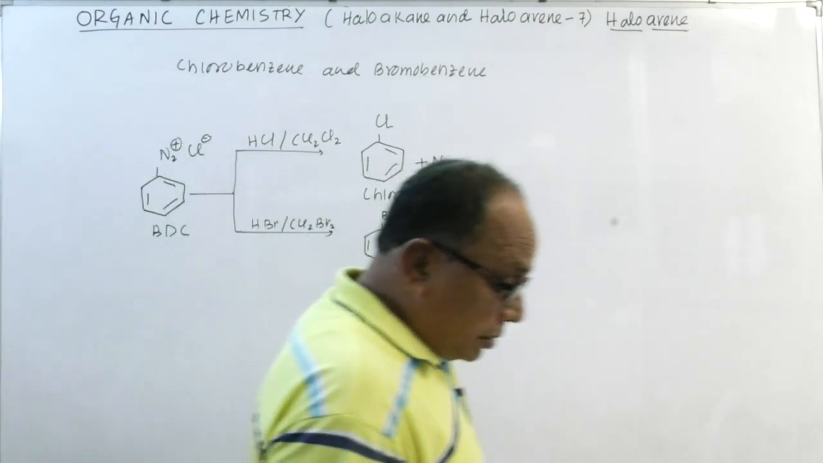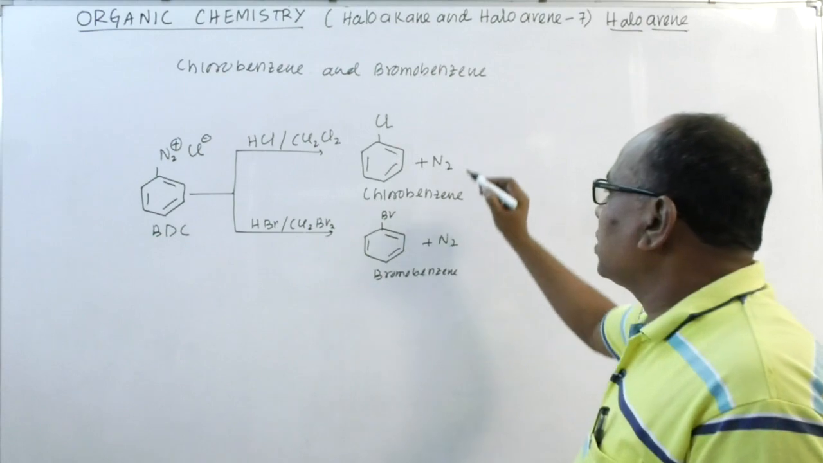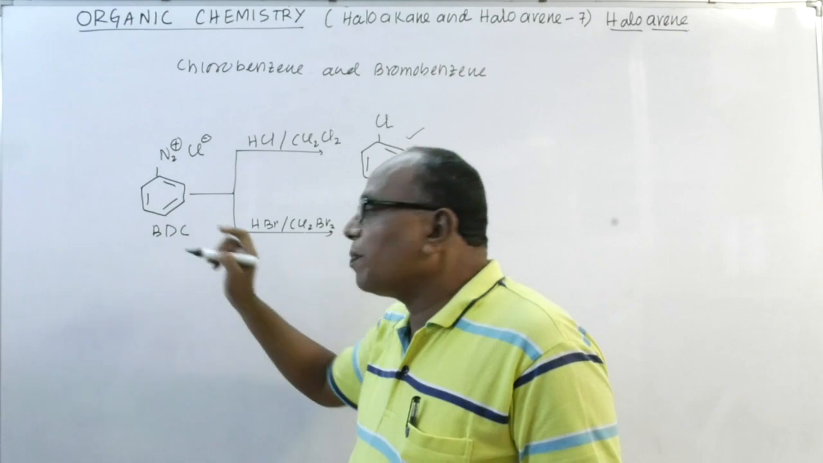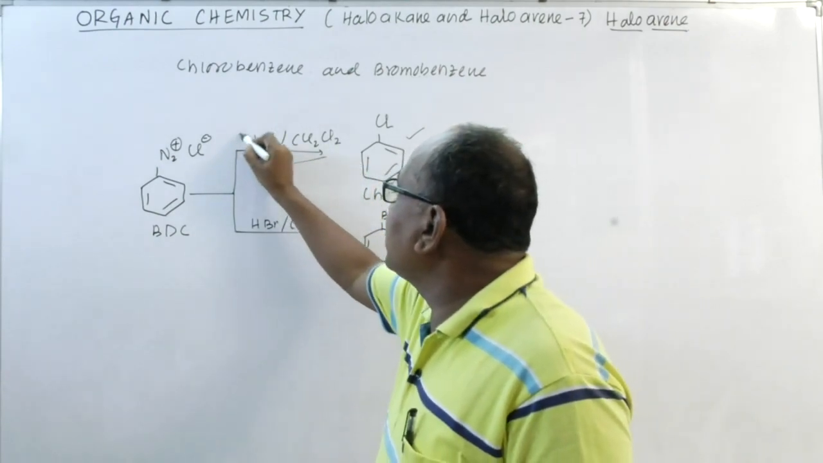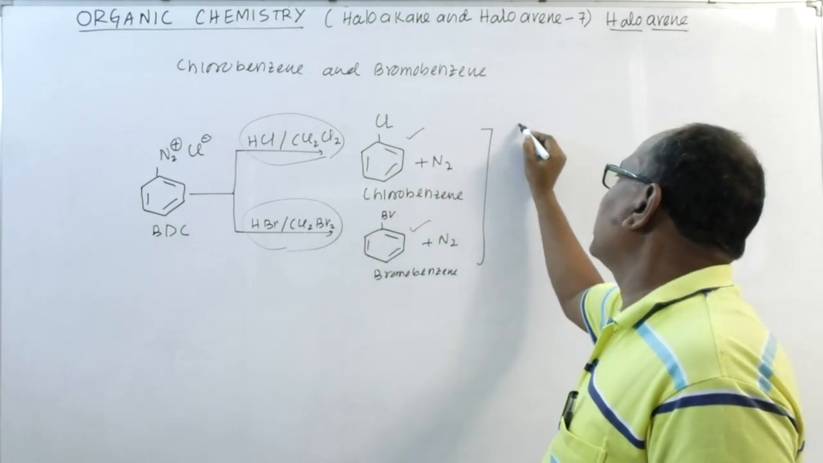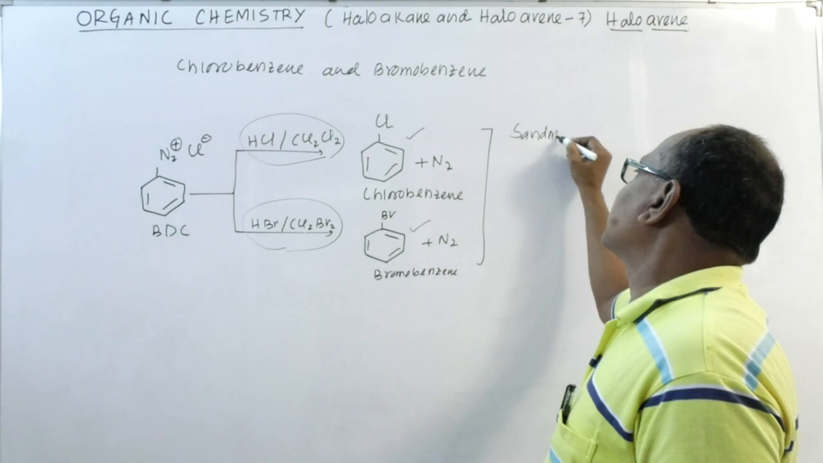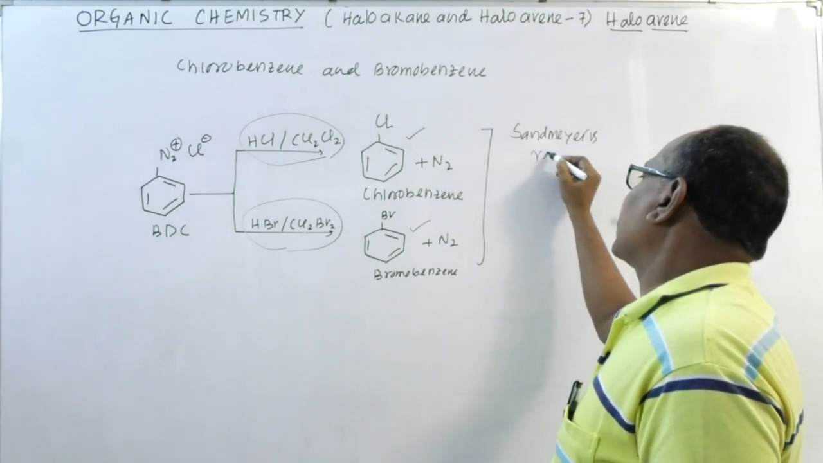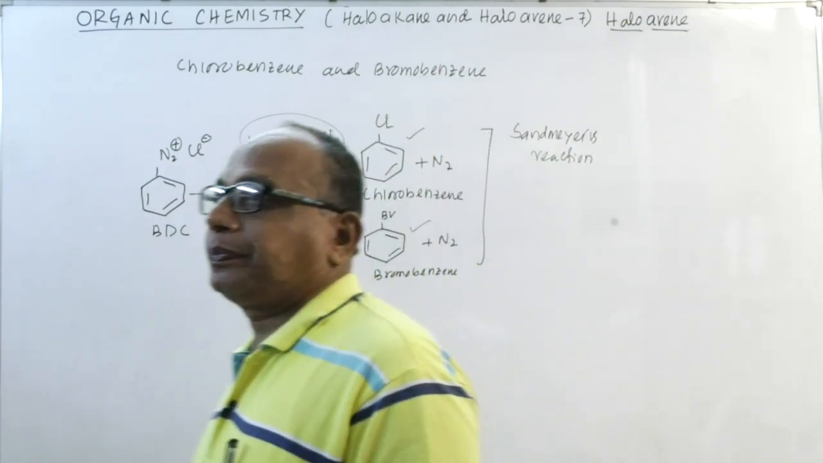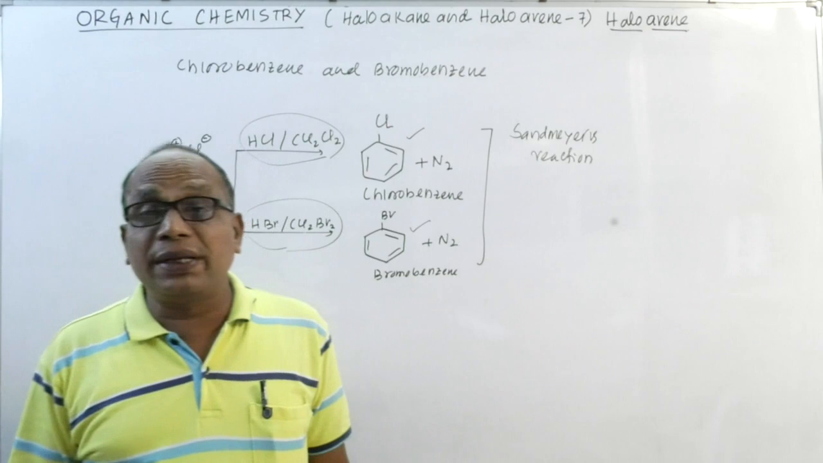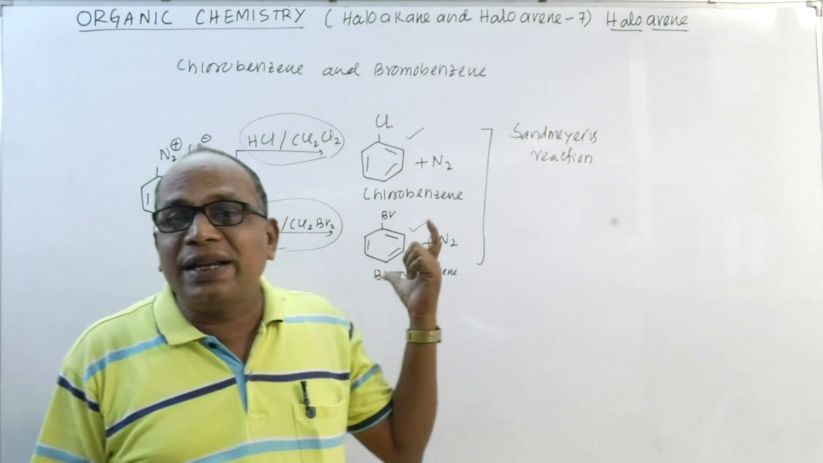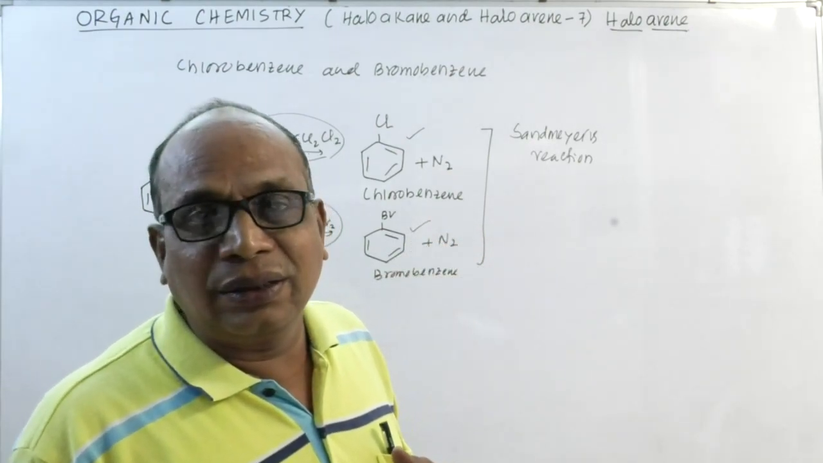And these two reactions, that is formation of chlorobenzene and bromobenzene from benzene diazonium chloride by using this reagent, is known as Sandmeyer reaction. Means in Sandmeyer reaction, we can prepare chlorobenzene and bromobenzene from which one? Benzene diazonium chloride. Okay, students.